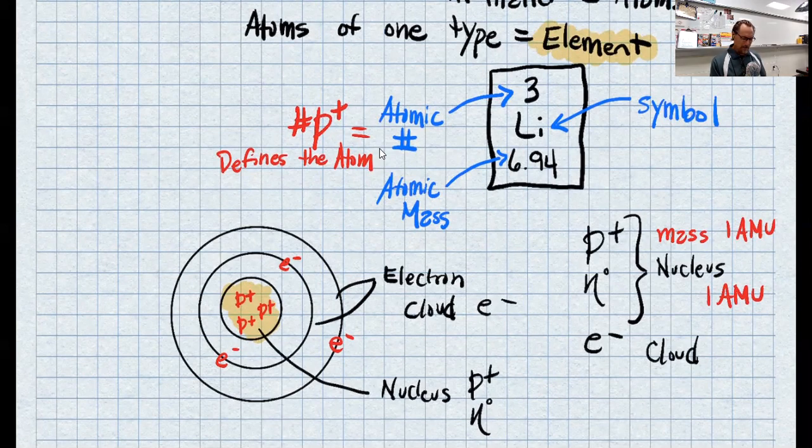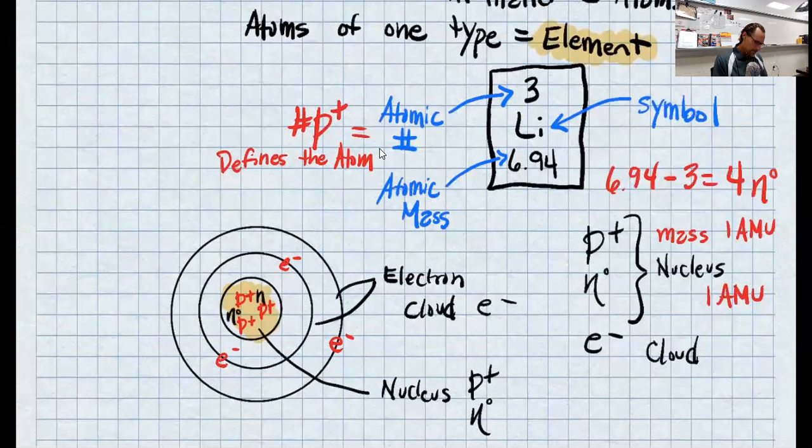And so what I can do then is I can just do some quick math. So I can take the atomic mass, which again is 6.94, and I'm going to minus the number of protons, which in this case is 3. And so that comes out to, when I round, about 4 neutrons on the inside of that nucleus. So I'm going to go ahead and draw those in there. 1, 2, 3, and 4 inside of that nucleus of my lithium atom there.